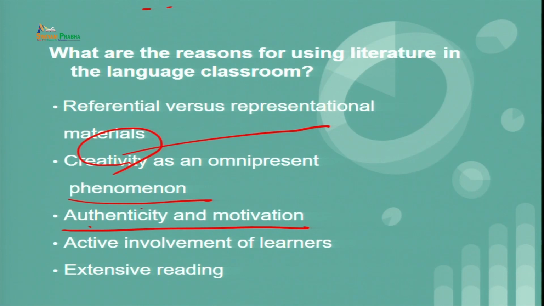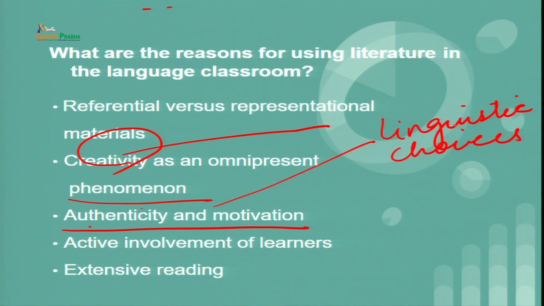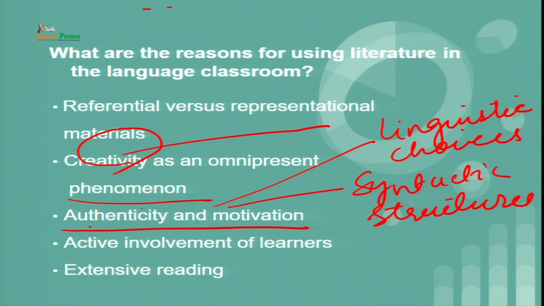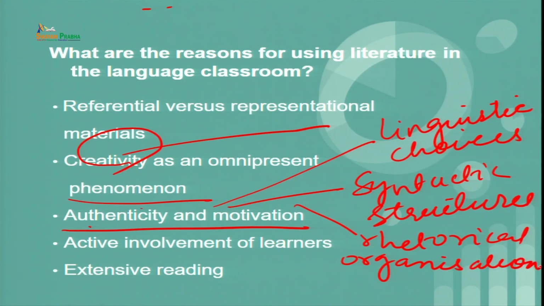So, what do you get exactly from an authentic material that I am writing over here? You get linguistic choices. You also come across syntactic structures. You also come across rhetorical organizations. And you find and analyze the tone of the work that is produced to you.